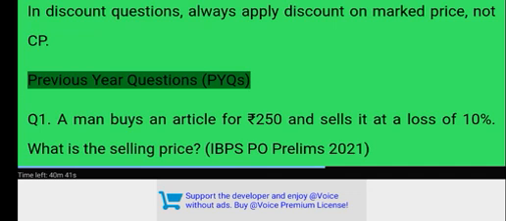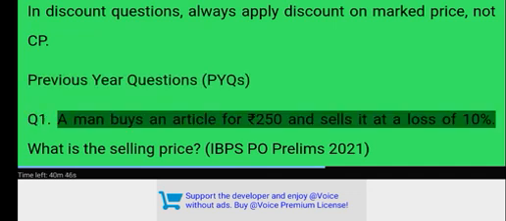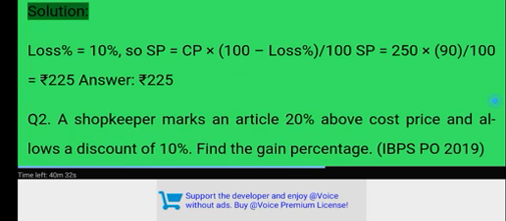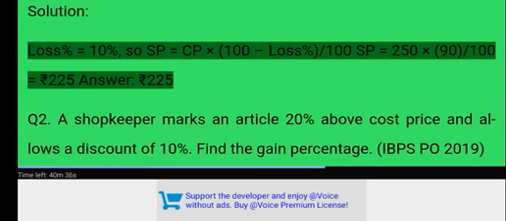Previous year questions, PYQs. Q1. A man buys an article for 250 rupees and sells it at a loss of 10%. What is the selling price? IBPS PO Prelims 2021. Solution. Loss percent equals 10%, so SP equals CP times (100 minus loss percent) divided by 100. SP equals 250 times 90 divided by 100 equals 225 rupees. Answer, 225 rupees.